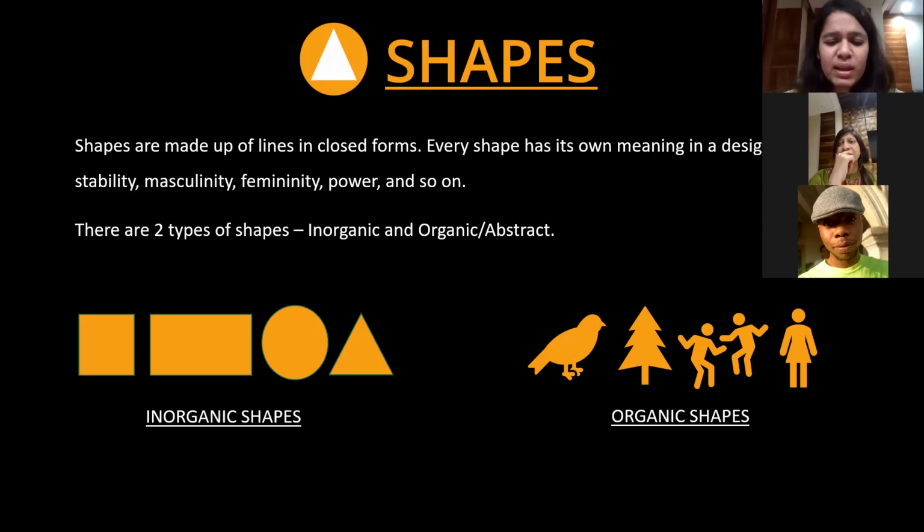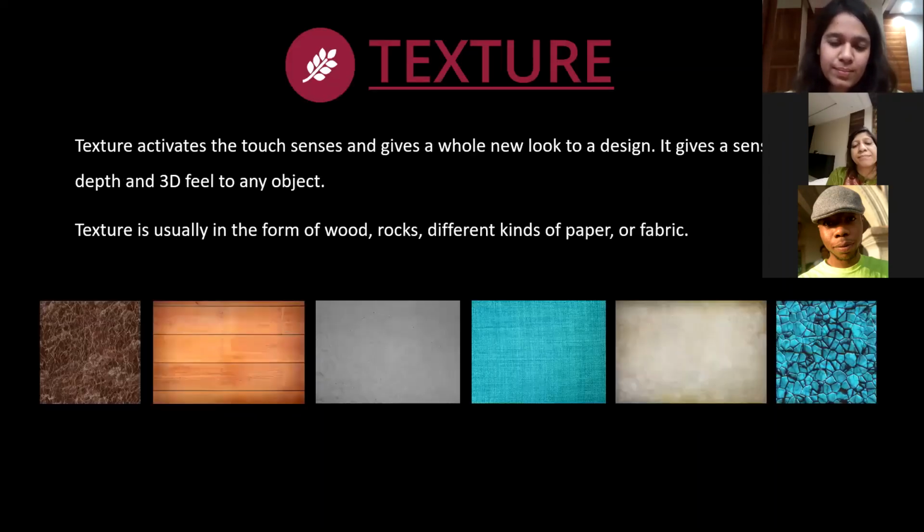And every shape has its own meaning. A square or a rectangle would denote strength, stability, power, and a circular or any curved shape would define femininity and fluidity. Coming to the third element, which is texture.